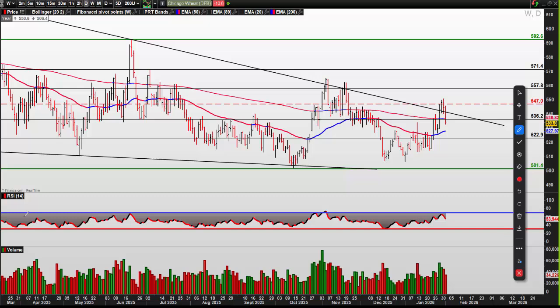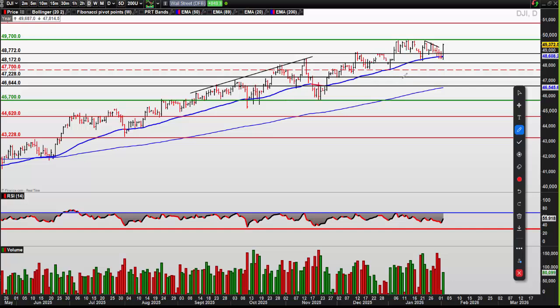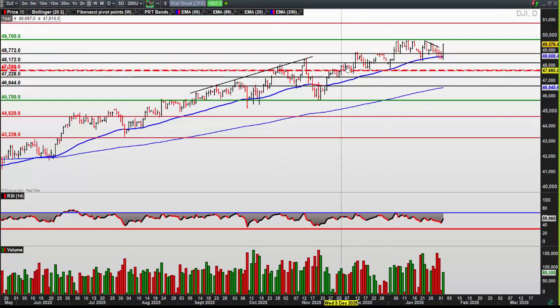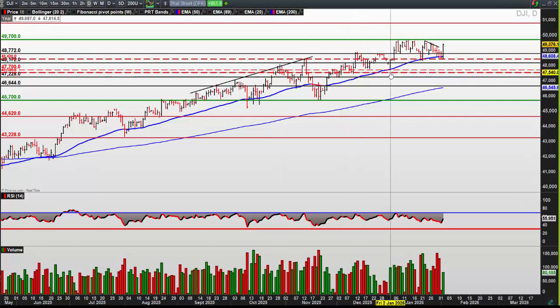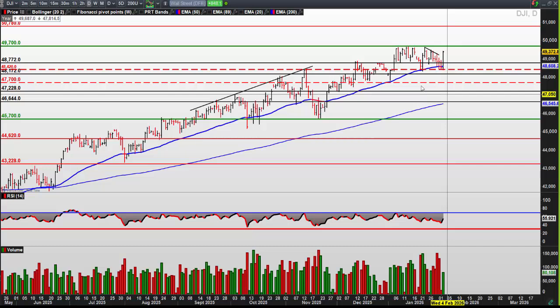Let's have a quick look at the Dow and the FTSE. So what the Dow's actually done here is it's come off the first day high. Was that Friday the 2nd of January? Friday 2nd of January we stopped at just around the 48,400, and that's what we've seen today.